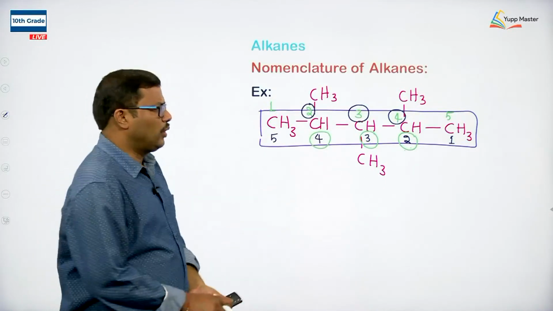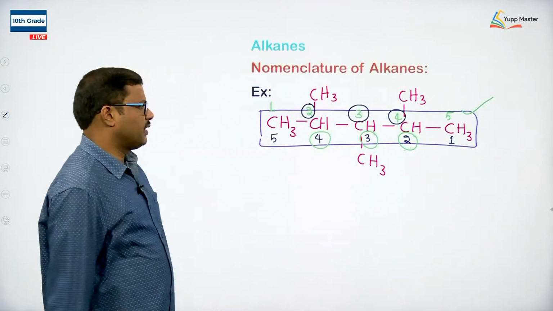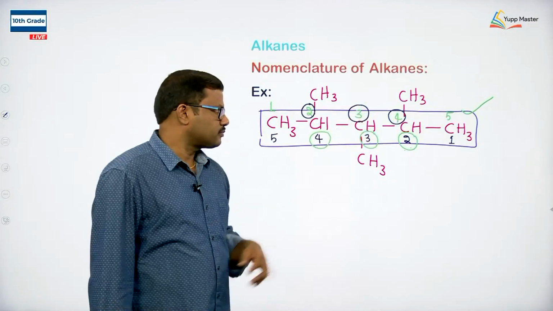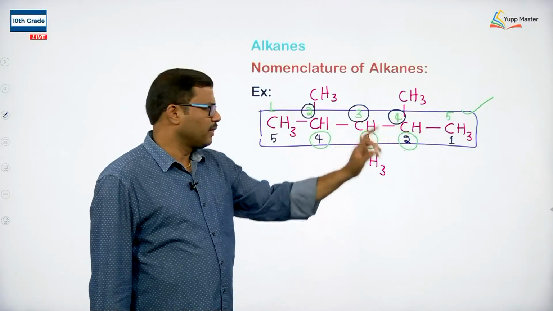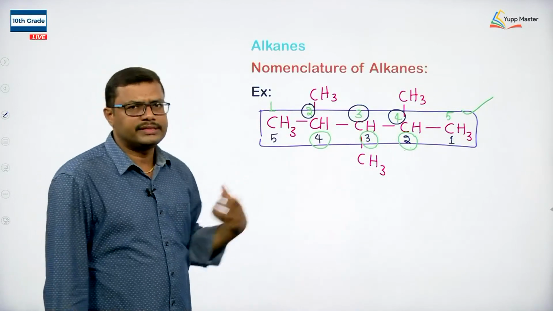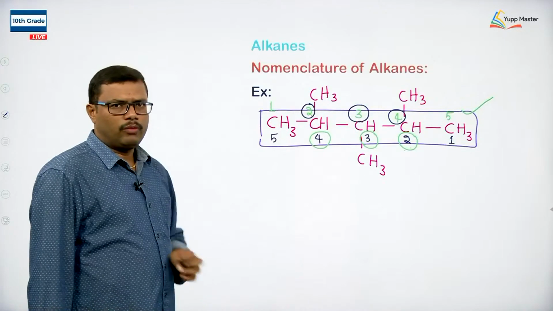So don't worry, you can select any one of the numbering systems. If you take the sum also, 2 plus 3 plus 4, 5 plus 4 is 9. Here also the sum is coming out to be 9. So the sum of the locants in both directions is 9 only. Right. After giving the numbering, what do we have to do?